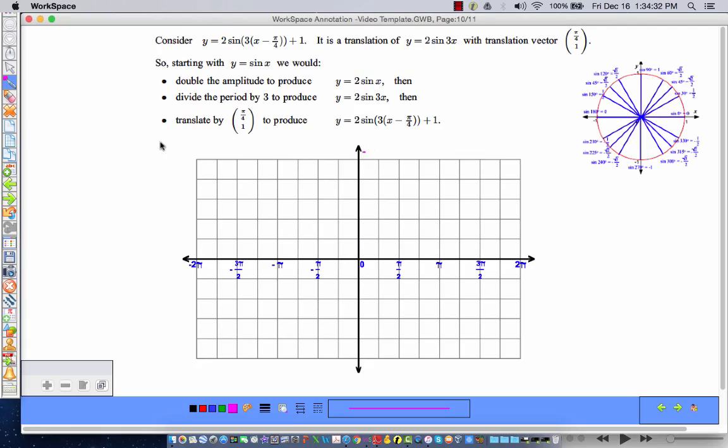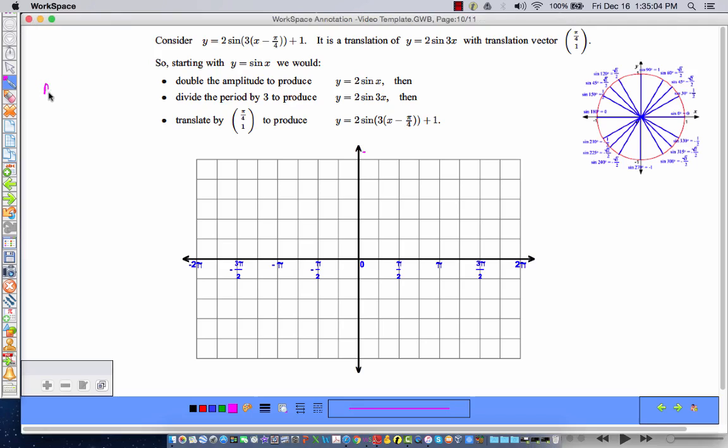Now we got a monster here. Y equals 2 times the sine of 3 times the quantity x minus pi over 4, plus 1. There's a whole lot going on here. I've got an amplitude. Well, let me back up. We're going to start with sine x and then try and sketch using all these things we know. But hopefully we're going to be able to skip a couple of steps because we're very smart.